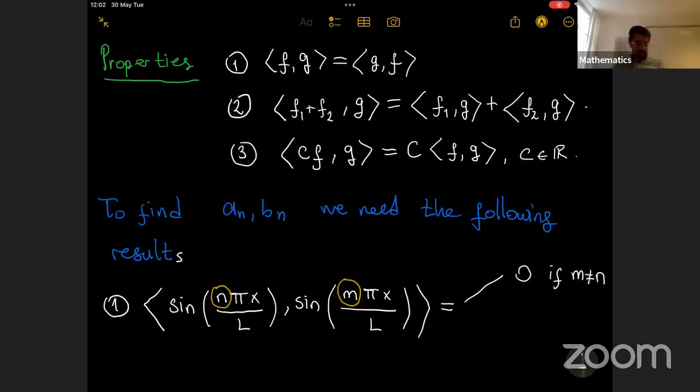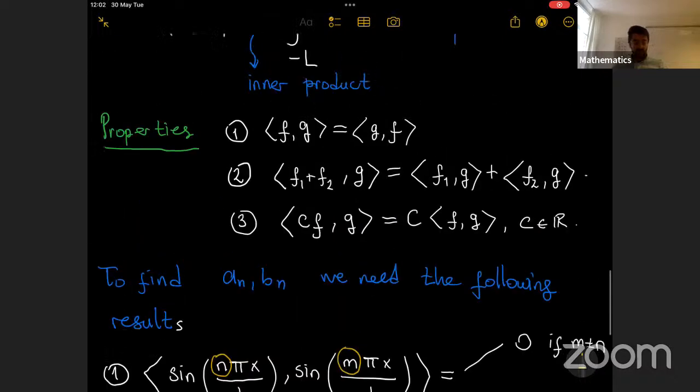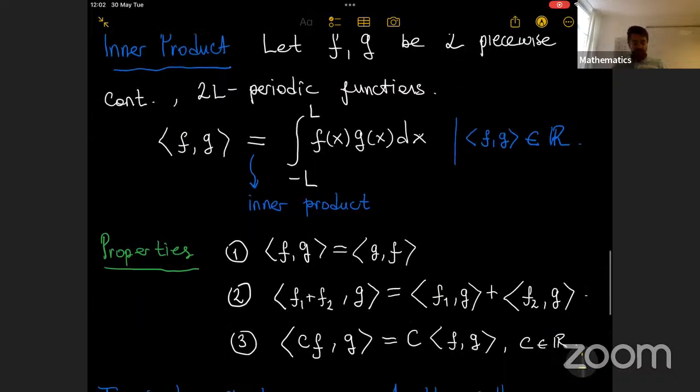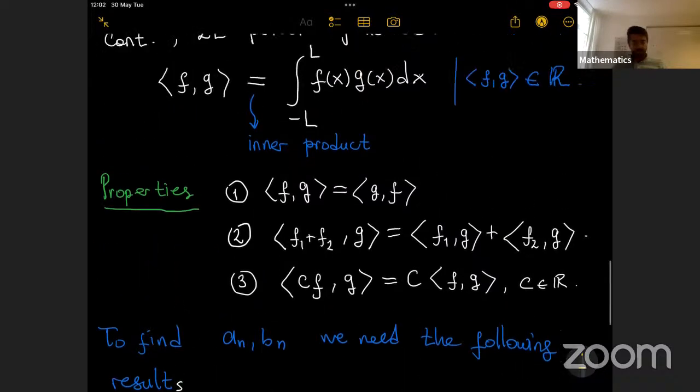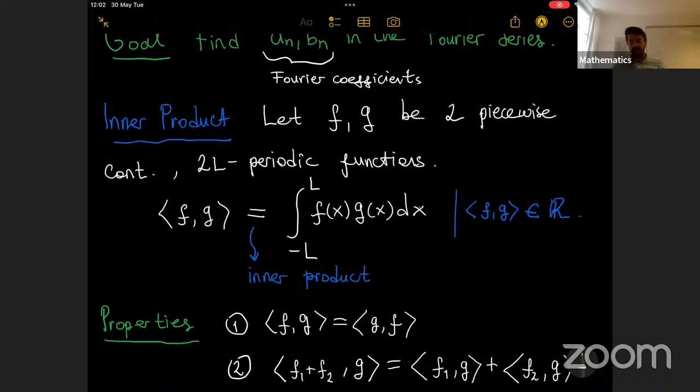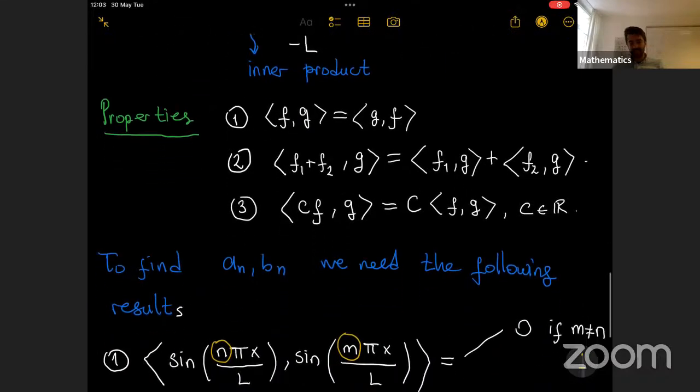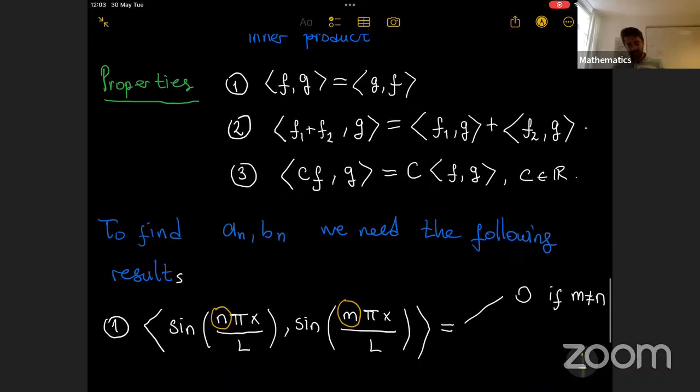Well, actually, if m is different from n, in the integral, we will have an odd function. And when you have an odd function, this integral will be 0, right? Minus L to L. If you integrate an odd function from minus L to L, you will get 0, right? We know this from calculus. Okay, so this part is easy.